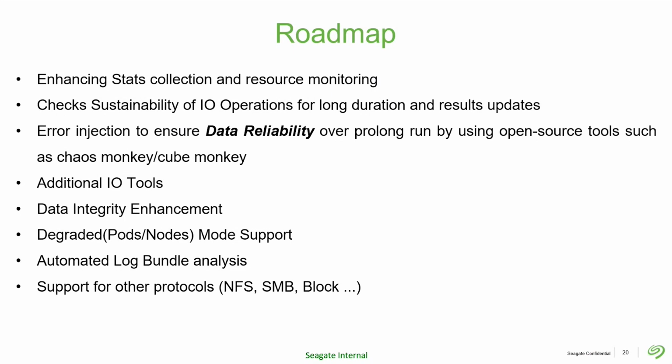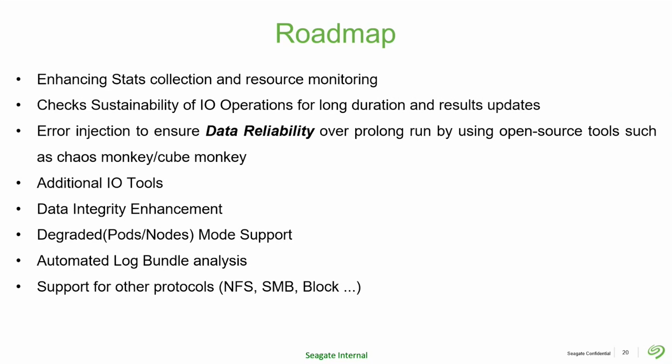So our roadmap. Till now, we have discussed whatever we have. We have some roadmap and we are working on it. First thing is status collection and resource monitoring. We want to update that feature. We want to introduce some kind of AI capability. Also, we want to have sustainability of IO operation for long duration. It means from client to server side, whatever we are doing, we want to make sure everything is per process and everything is correct. So that check we will add over whatever we are doing as of now.